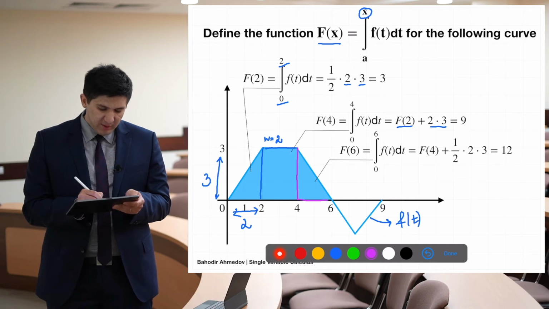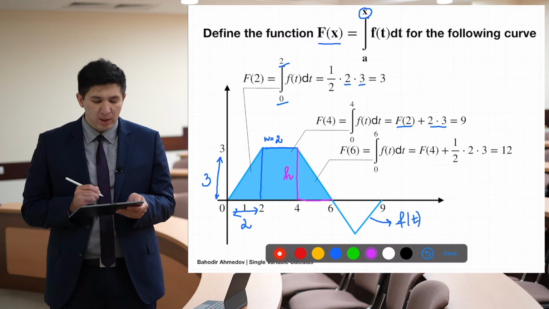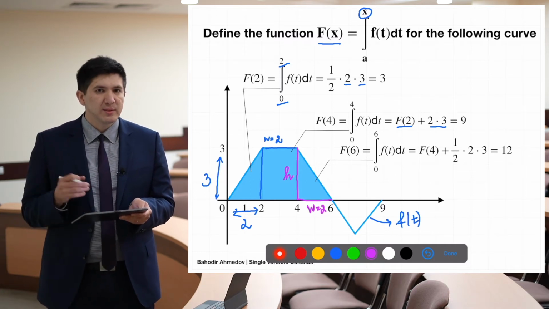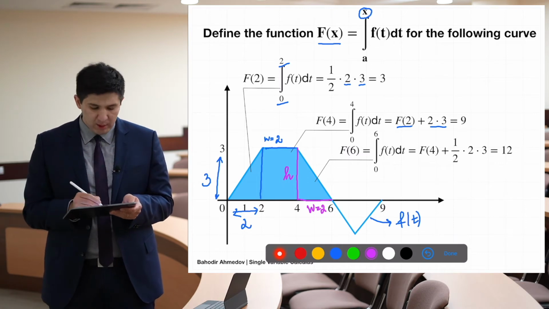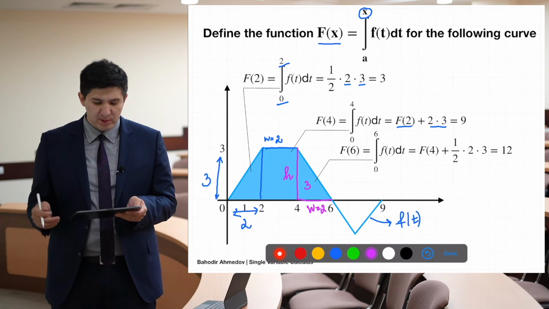In order to find the area of this triangle, again, I'm going to multiply the height of this triangle, which is equal to 3, by the width of the triangle, which is equal to 2, and divide this by 2. Again, the area of this triangle is equal to 3. And if I add this to f of 4, it is going to be equal to 12.